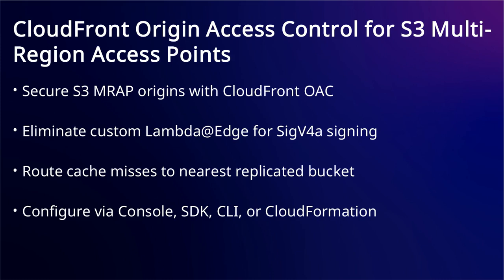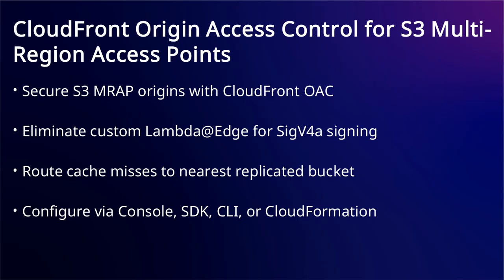When you serve content globally using S3 multi-region access points with CloudFront, you need to secure access to your origin and handle request signing for multi-region routing. Previously, you had to build and maintain custom Lambda@Edge functions to compute and forward asymmetric Signature Version 4 authorization headers for each request.